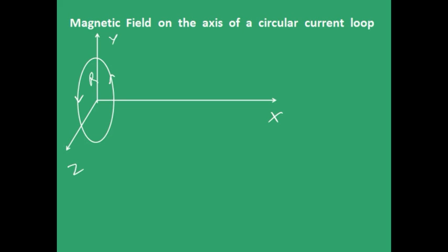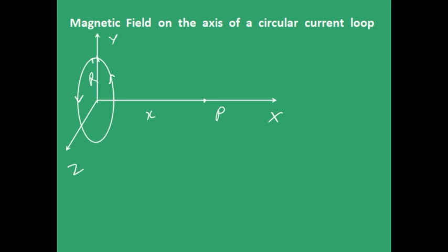Now I want to calculate the magnetic field due to this current carrying loop at this point P, which is at a distance x from the origin. It is on the x-axis. Now what I'll do, first I'll consider a small element here, dl element, and first I'll try to calculate the magnetic field due to this element only.